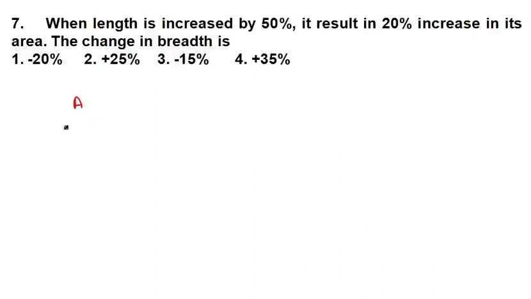I'll assume area to be 100. Now the final area is increased by 20%, means it becomes 120. Before it was 100, now it becomes 120, because area got increased by 20%. But what happened in between with length and breadth? Length got increased by 50%, means 100 becomes 150.